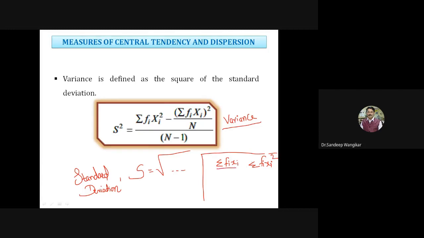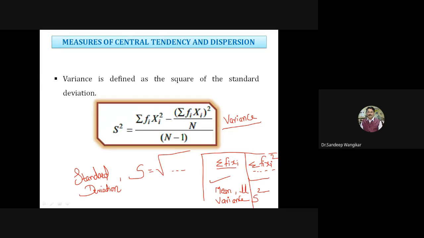So for solving any numerical, I have to calculate summation fi xi and summation fi xi square. If I calculate these two values, then easily I can calculate the mean mu by using the formulas, and I can calculate the variance s square, and taking the square root, I will calculate the standard deviation.